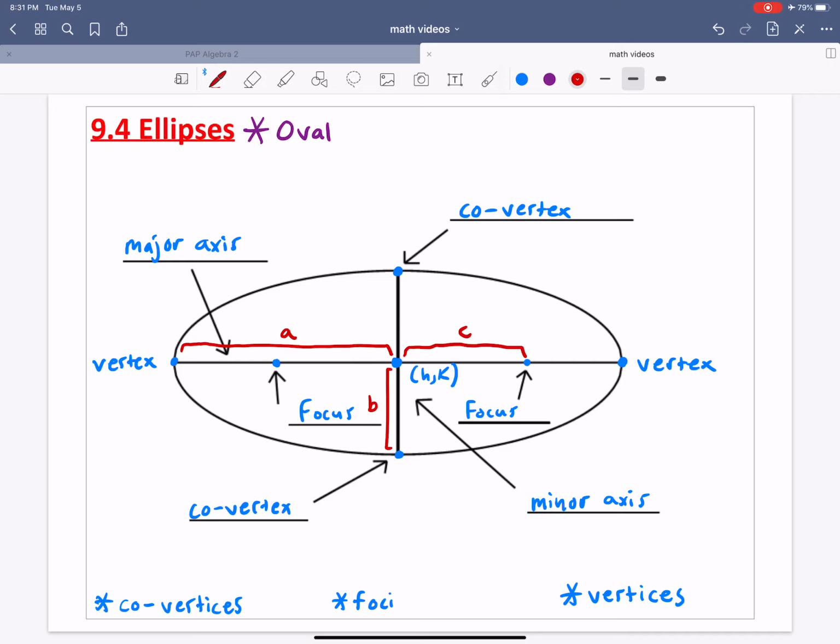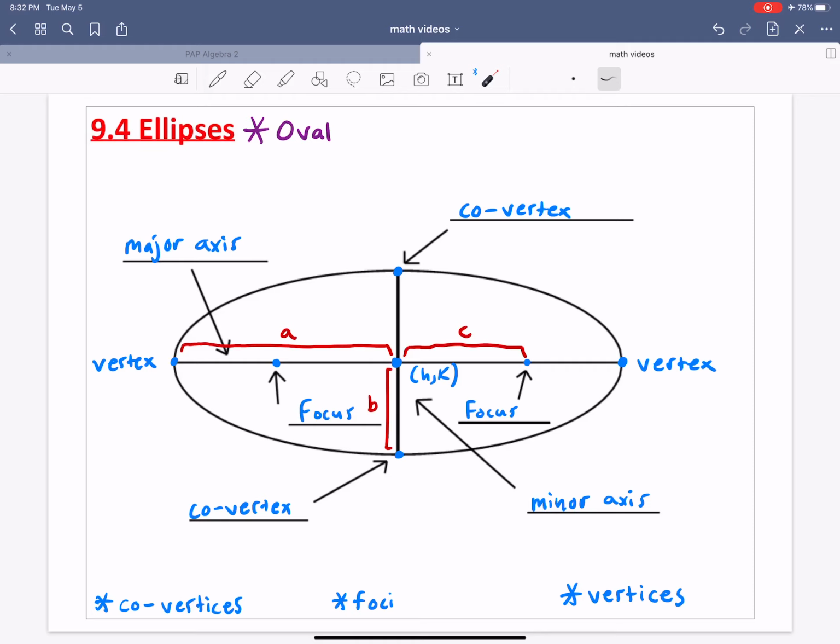c units. Now, just as you look at this picture, you can probably already see that a will always be larger than b. a will also always be larger than c. b and c, there aren't always rules on which one's larger. It can depend on the specific type of ellipse that we have. But please know that a is always going to be larger than b and c. So keep this labeled diagram of an ellipse handy.